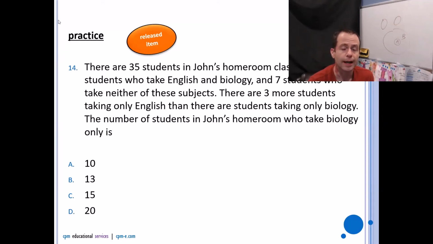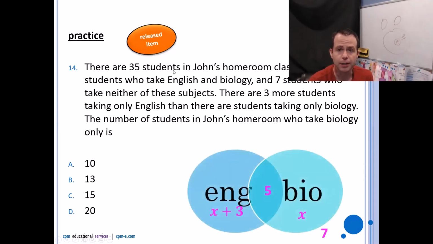Okay, so I have to set this up with a Venn diagram, just like I have been doing. I know that outside of the two circles will be my 7, because there are 7 who take neither. And I know that the overlap is 5. Okay, so let's put that stuff in. Then what I've done is I've called bio X and English X plus 3, because I was told there's 3 more people taking English. Okay. Now I know that those 4 numbers, the X plus 3, the 5, the X, and the 7, they all have to add up to the number of people in the class, and that's 35. So I just set myself up to say X plus 3 plus X plus 5 plus 7 is 35.